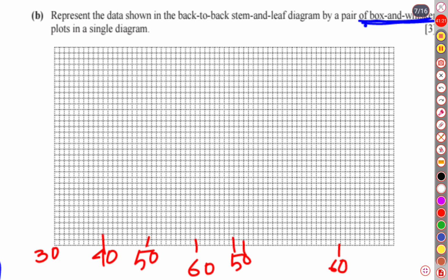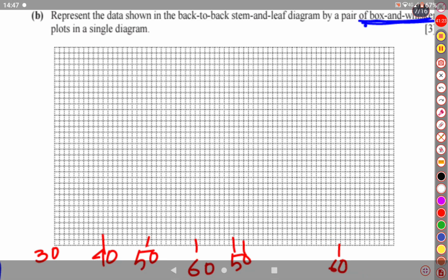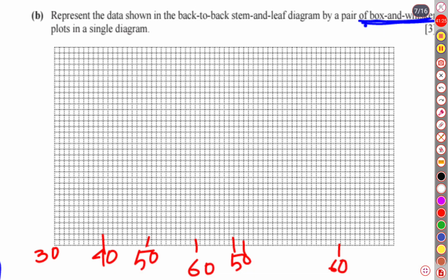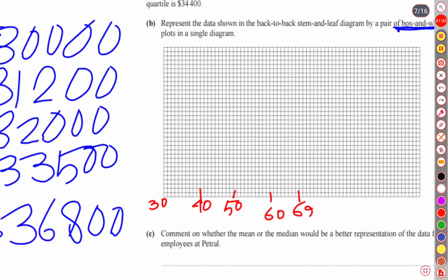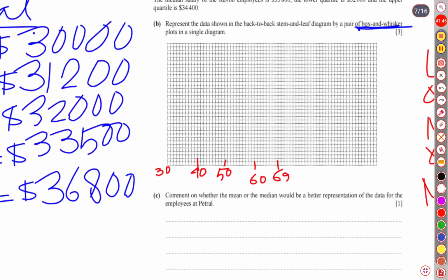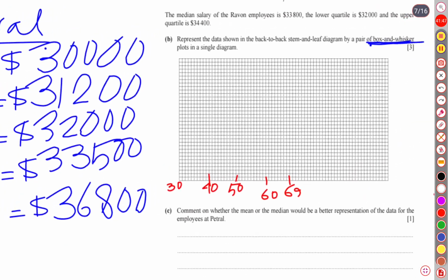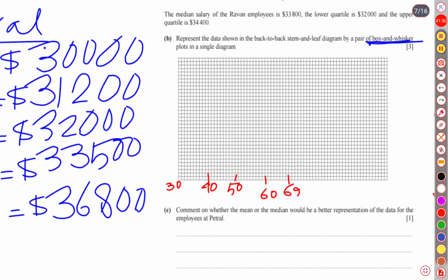Well, the rest of them may be erased. So let us erase this. It is no more 50. It is 69. Here we will write 69. Okay, for the petrol, look at this. For petrol, our lowest salary was how much? 30,000. So let us write 30,000.